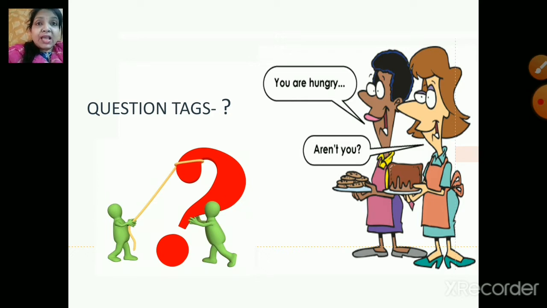So, what are question tags? These are the short questions that are added to the end of the main sentence. So, come on, children, we will quickly start the revision. Make sure you sit with the notebook, pen, and the grammar book, and let us start the revision.